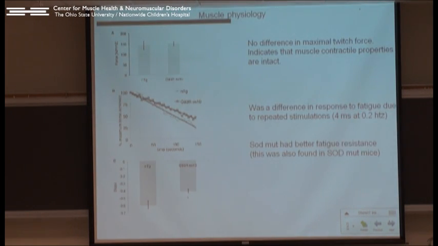In addition, we looked at muscle physiology. This was working with Paul Jansen here. We were interested in asking whether the problems they were having with swimming behavior were due to a problem with muscle contraction. So we found that there was no difference in the maximal twitch force in these animals, indicating that the muscle contractile properties were intact.